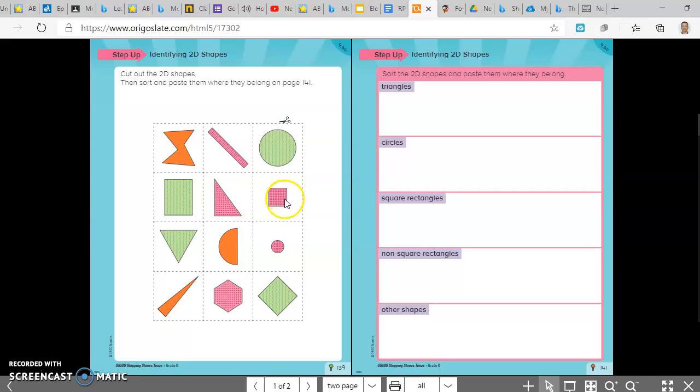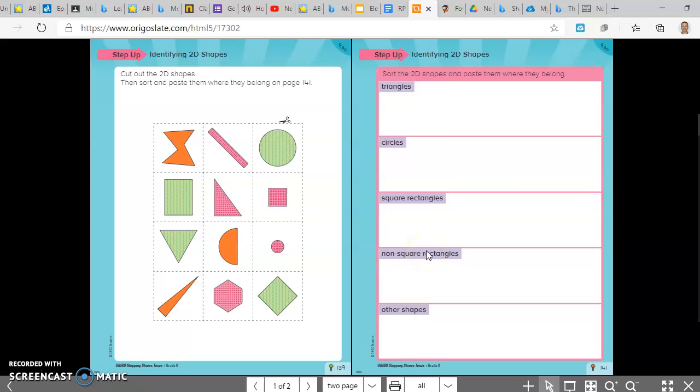Now, how about that one? Is that a square? Yeah, it is. It's a square, or otherwise known as a square rectangle. And you put it right here. How about this one? Is that a square? Yeah, it's a square. So for this exercise, we're calling it a square rectangle. Putting it right here. And then how about this one? Are these sides the same length? Is this side the same length as that side, or is this longer or shorter? Yeah, that's longer than this side. So that's a non-square rectangle. I'm going to put it down here.